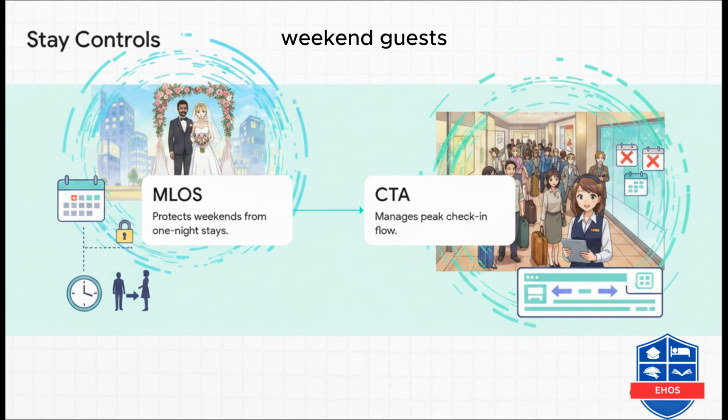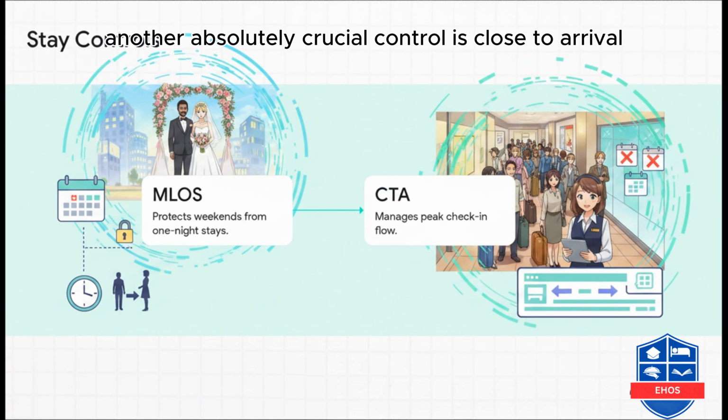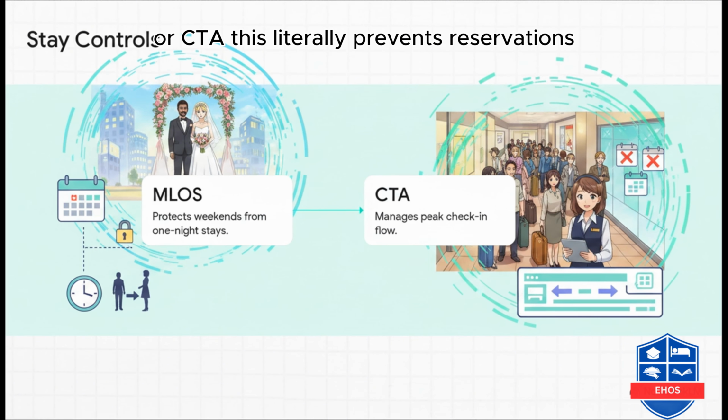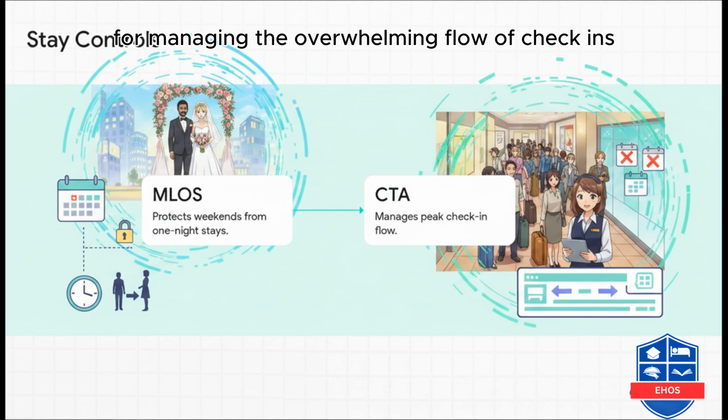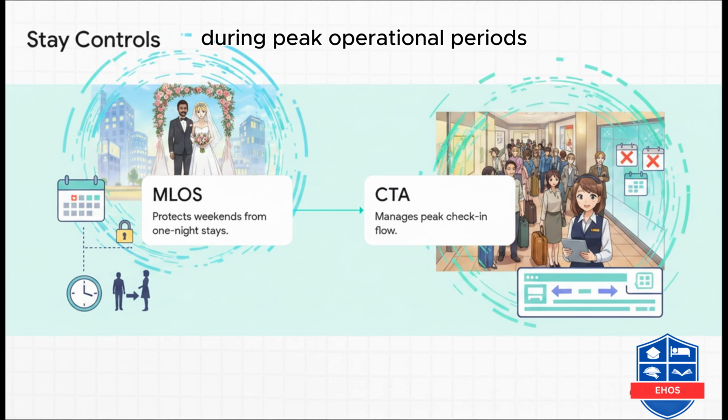higher-value weekend guests. Another absolutely crucial control is close to arrival, or CTA. This literally prevents reservations from starting on a specific day, which is a total lifesaver for managing the overwhelming flow of check-ins during peak operational periods.